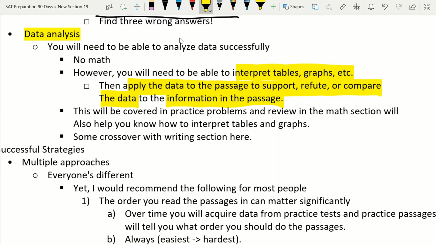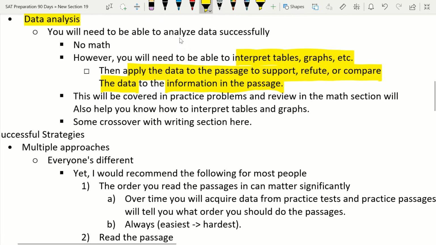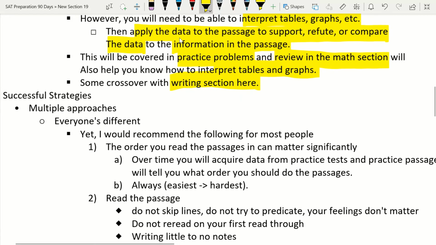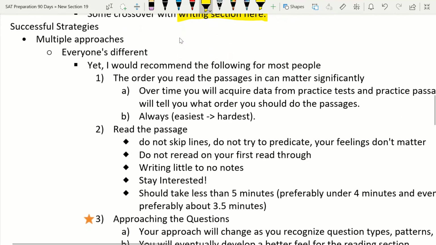So sometimes that'll take the form of supporting a passage, sometimes it'll take the form of refuting it, sometimes it'll take the form of providing evidence. All right, so this is going to be covered in practice problems, right? As we go through it, you'll see a couple of these. You can also review this in the math section as we go through problems with data collection and things like that. So that'll also help you with this. There's also a little bit of crossover with the SAT writing section, because in the writing section, you're also going to have to deal with things like graphs and tables as well sometimes.